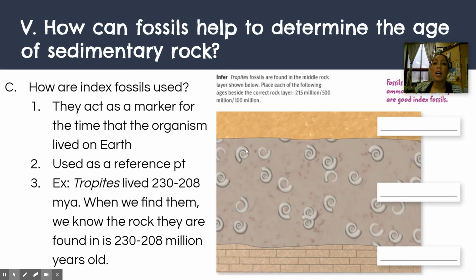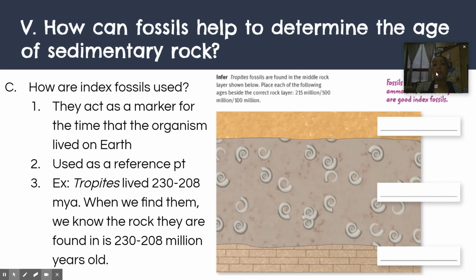So again, index fossils are helpful because we use them as bookmarks to mark a period of time. If I find a fossil, and it looks like this is a type of ammonite here, if I find a fossil that is an index fossil in a rock layer, I can figure out when that rock layer formed, which then I can figure out anything above it is younger, anything below it is older. That word index, remember, is used for reference. So the index fossils are used as a reference point.